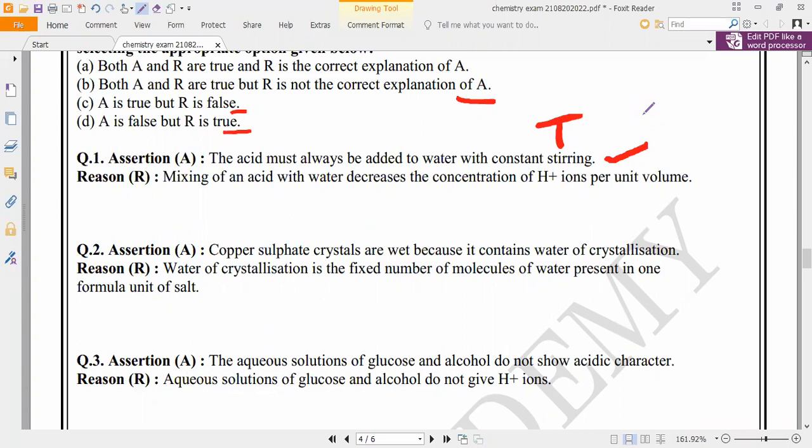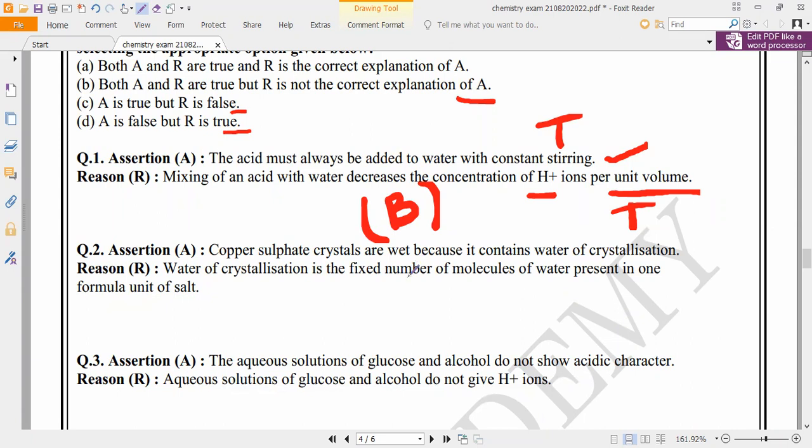So now, mixing of an acid with water decreases the concentration of H plus ions per unit volume. Is it yes or no? Yes, sir. Correct. The amount of solution is increasing, so H plus ions per unit volume decrease. So this is also true. Now you find, is there any connection between them? No, sir. Both A and R are true, and R is not the correct explanation. There is no connection between them. So which option is correct? Option B. No connection.